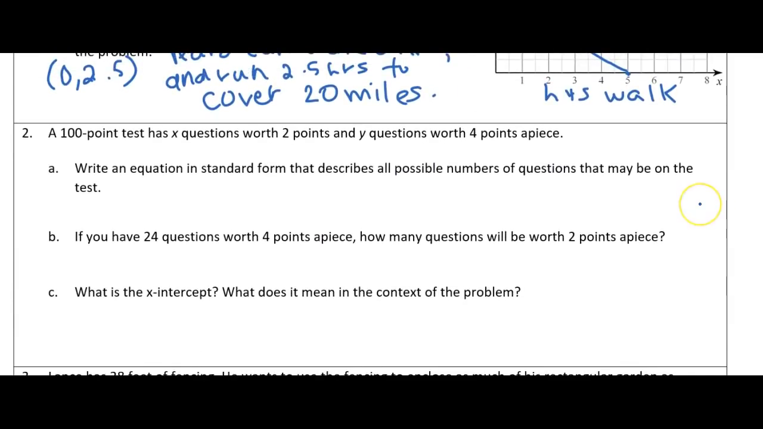A 100-point test has x questions worth 2 points and y questions worth 4 points apiece. Write an equation in standard form that describes all possible numbers of questions that may be on this test. Pause the video and try out part A.